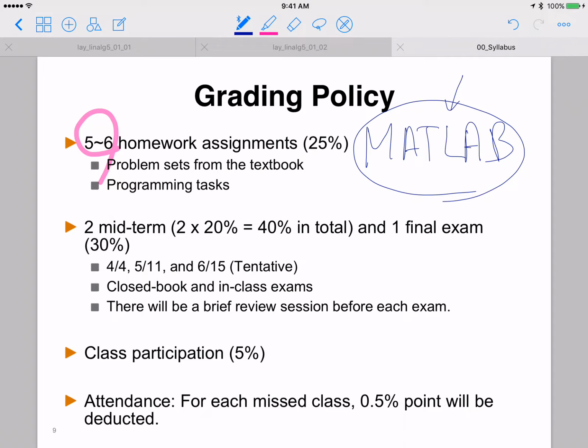Okay, and then about the exam, we will have three exams in total, two midterms and one final. And the tentative schedule for these exams is these dates, and it's a closed book and closed note exam, and of course it's not a take-home exam or so. You have to take the exam in this classroom.